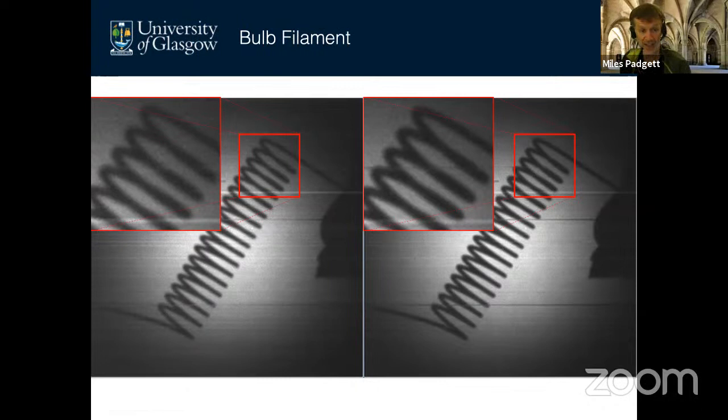And I think you can see that the image on the right-hand side has a slightly higher resolution than the image on the left-hand side. And indeed, that is the bisector image.